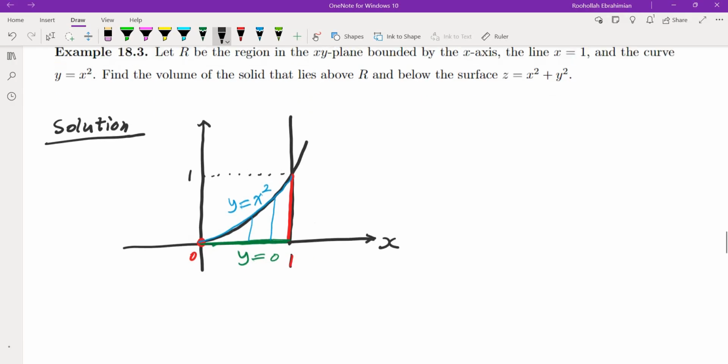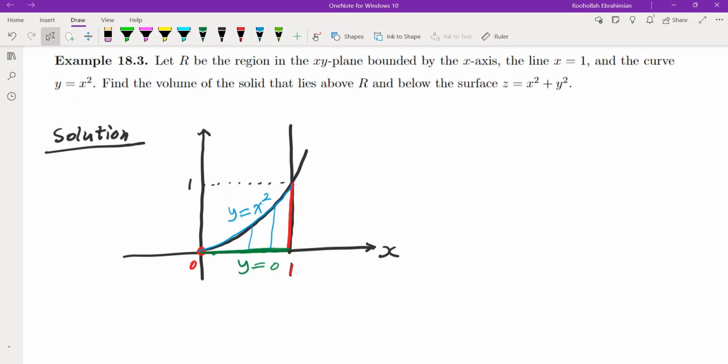Okay, so how do we write down the double integral that they gave us? Let's actually read the question. It says, find the volume of the solid that lies above this region R. So this is our region, and below this surface. So the surface is given by this. So below this and above that. So in fact, our solid looks like this. It's below this and it is above this.